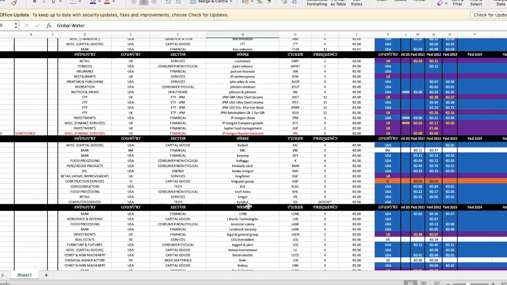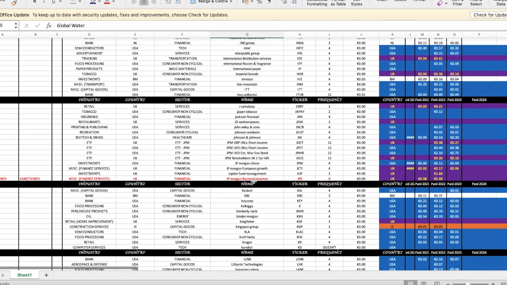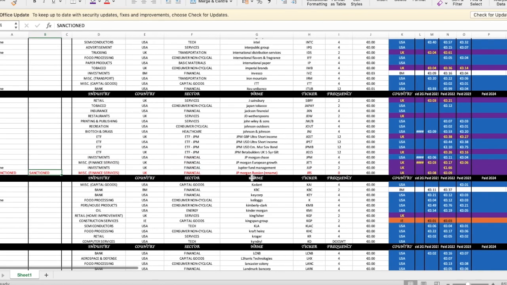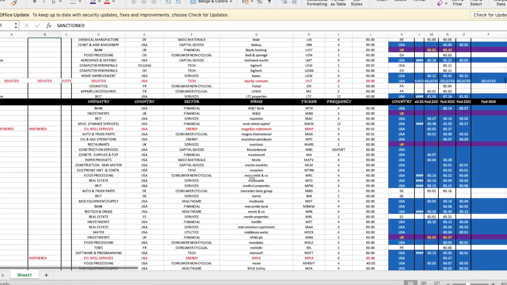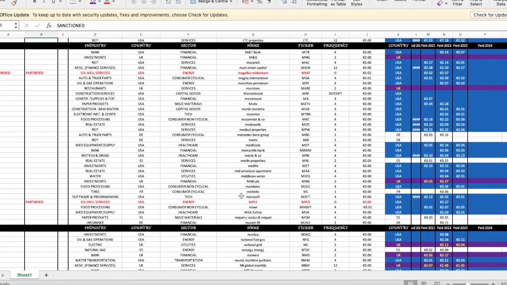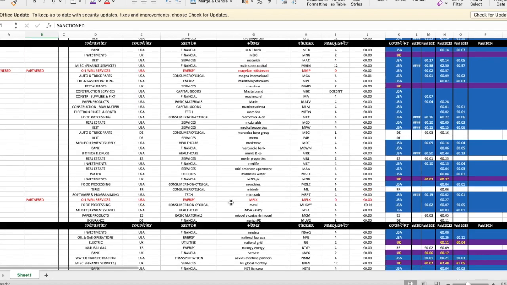But apart from that, the only other real thing to point out is that anything that's in red like this has been sanctioned, for example. Sanctioned, merged, acquired, delisted, bankrupt, any of that kind of thing. And rather than deleting them from the spreadsheet, I'm going to keep them in just for a bit of historical significance.